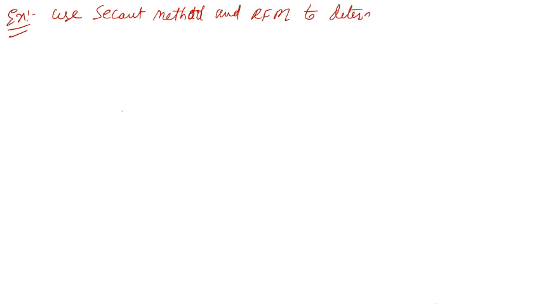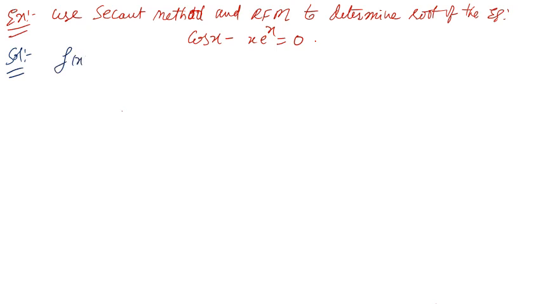Let us consider one example. Use the secant method and the regular falsi method, RFM, to determine the root of the equation cosine x minus x into e power x equal to 0. Solution. Here the expression for f of x is cosine x minus x into e power x.